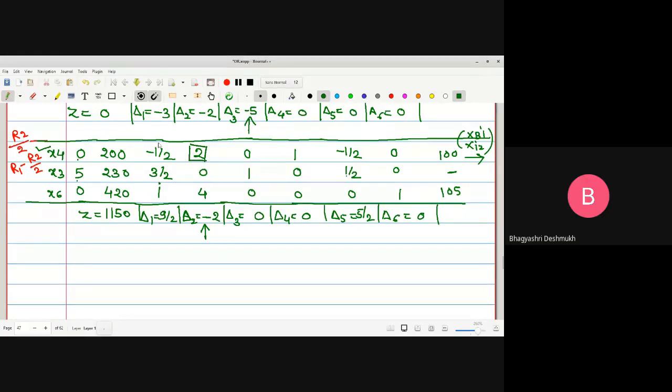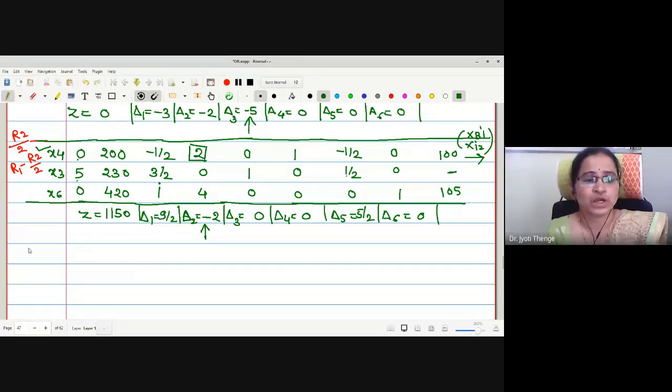The pivot is 2. Now what to do again? Convert this pivot to unity, remaining entries to 0. I will write the row operation. First row operation is R1 by 2. Is there any need to convert this to 0? It's already 0.